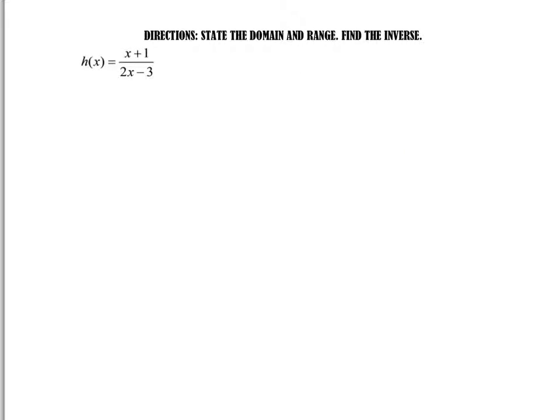Okay, same directions. We're going to find the domain and range of both the original and the inverse, and then find the inverse as well. So let's start right away with the domain and range of the original. For the domain, I see that I have an x in the denominator, so I can't let the denominator be 0. The one number that would make the denominator 0 is 3/2, so x can't be 3/2. Now, I don't know the range yet, but I'm going to find the inverse, and then the domain of that will give me that range.